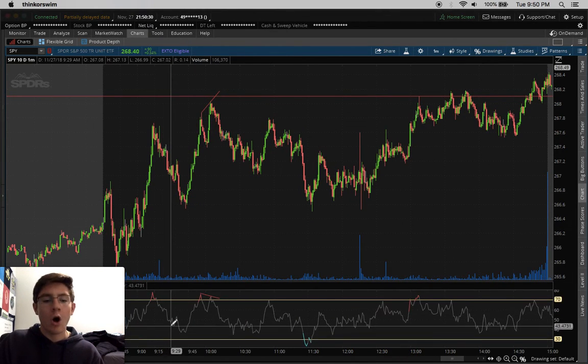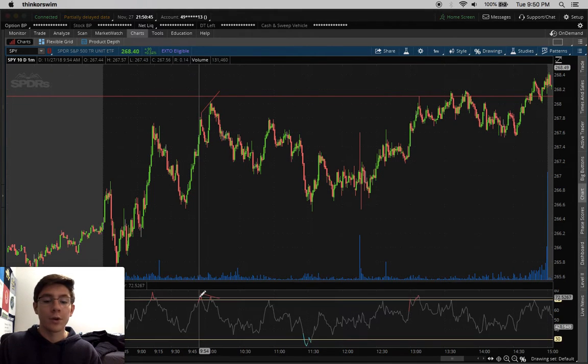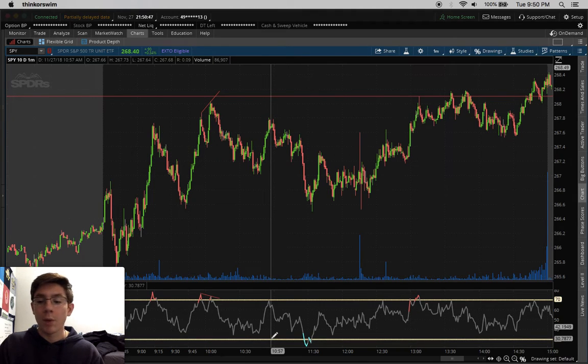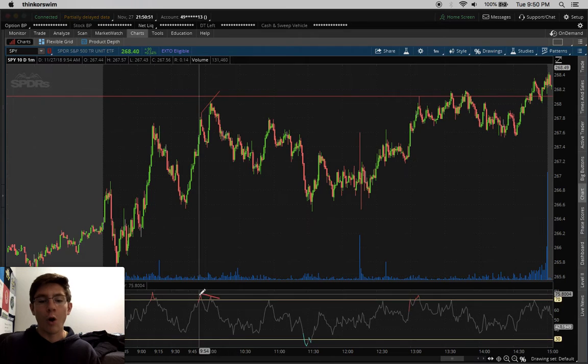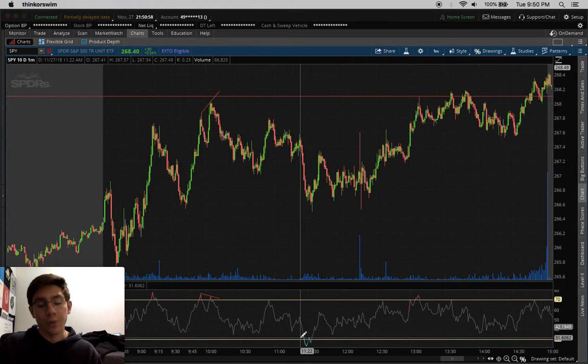So this is what RSI is. RSI measures the relative strength index of the stock. If you see that we're going up, the relative strength of the stock is in the upwards direction. However, when it goes above 70, it's known as overbought and turns red. When it goes under 30, it's known as oversold and it turns blue for a possible bounce.